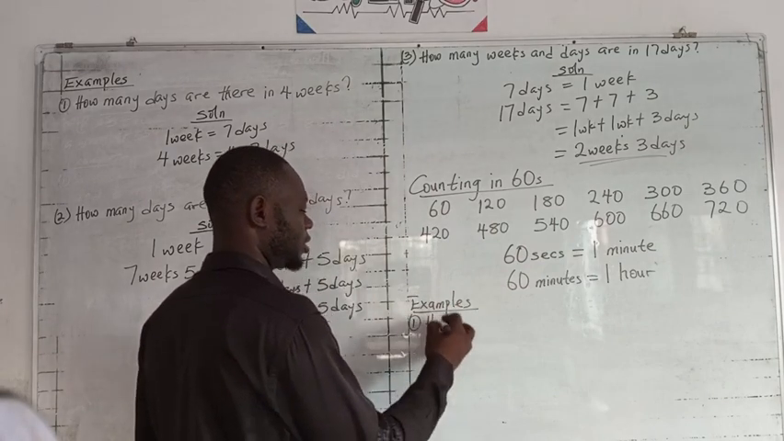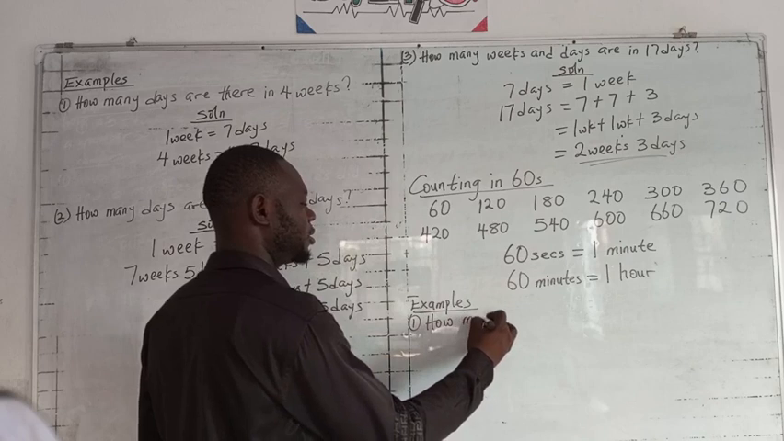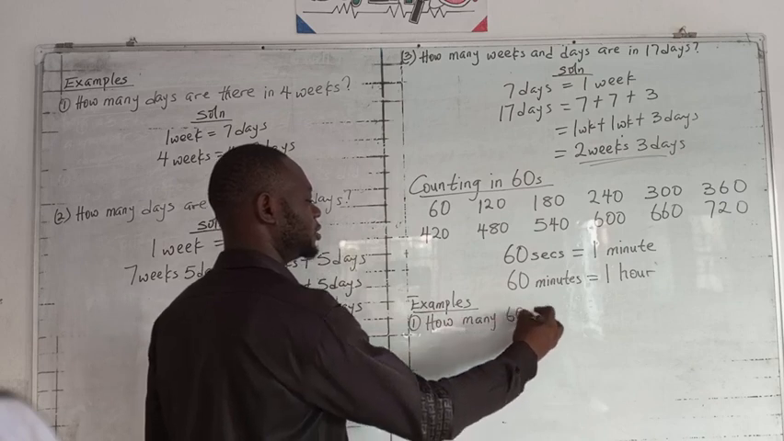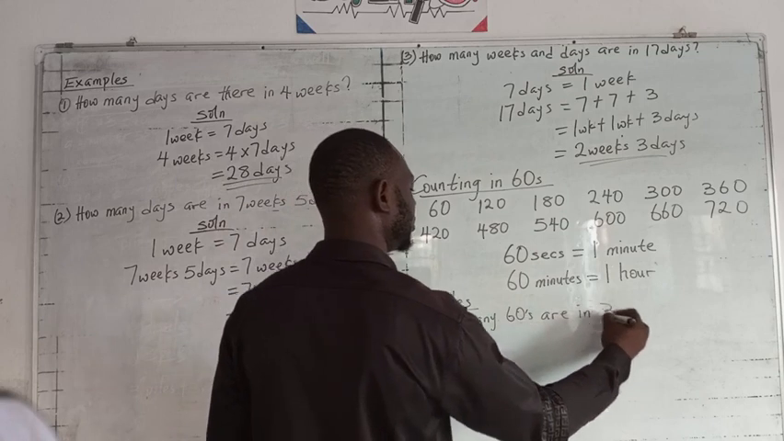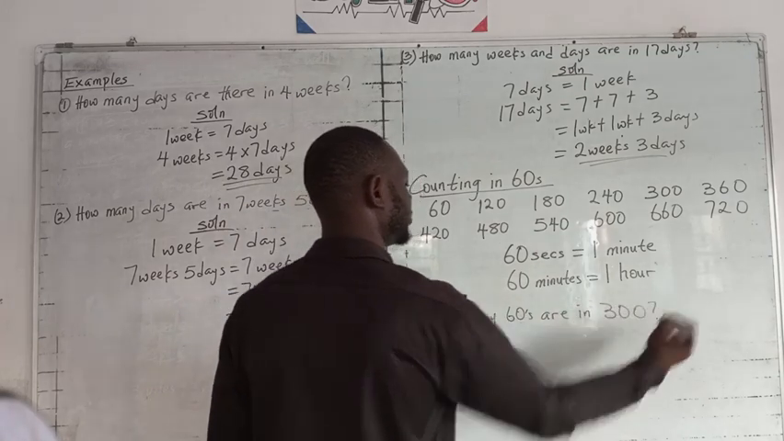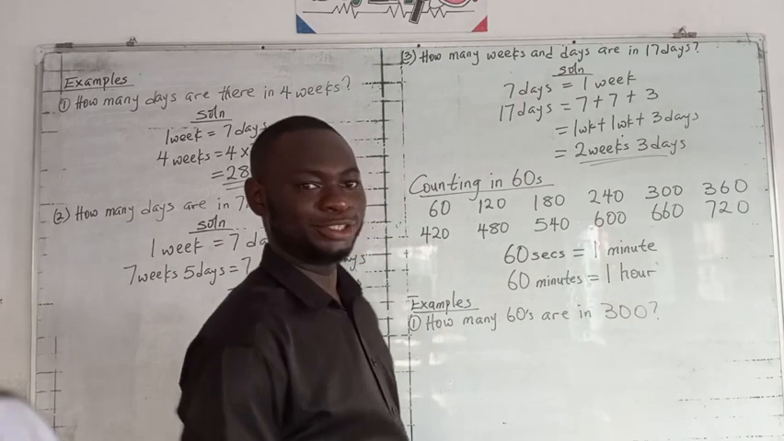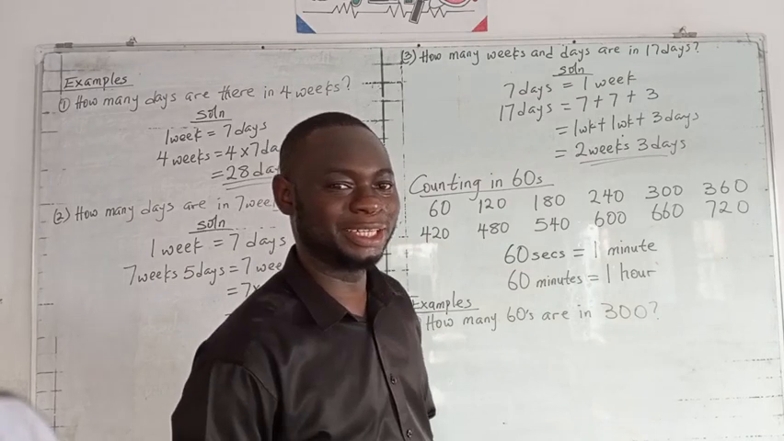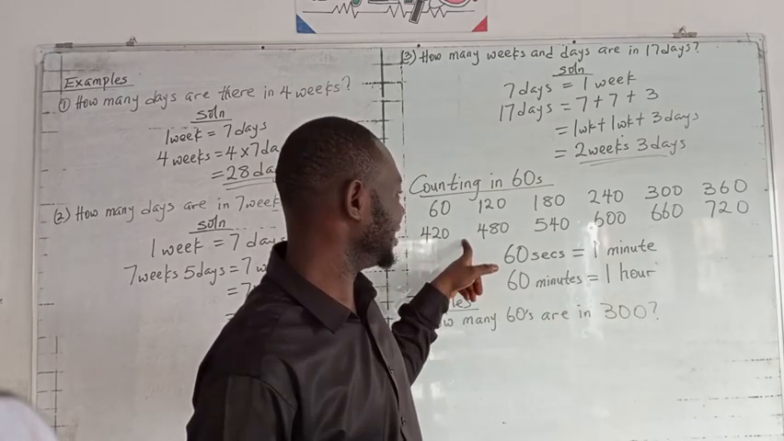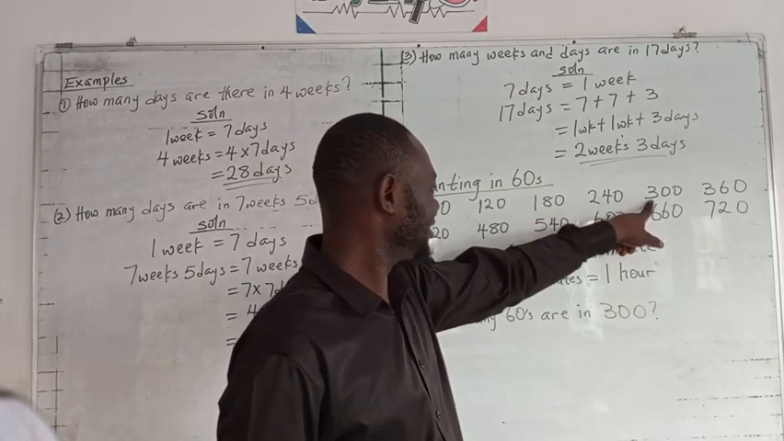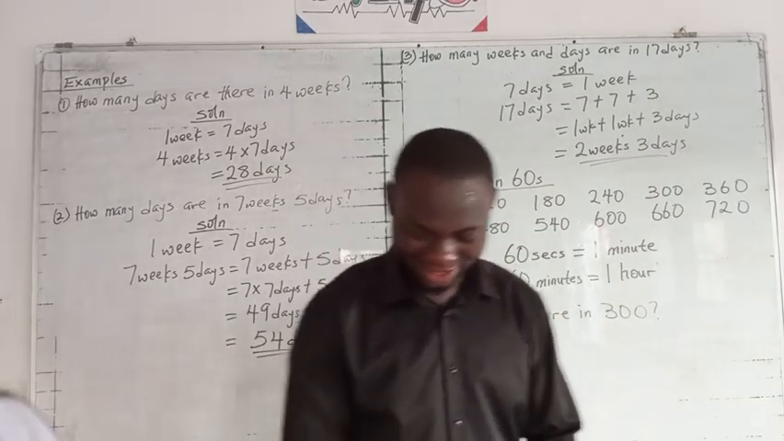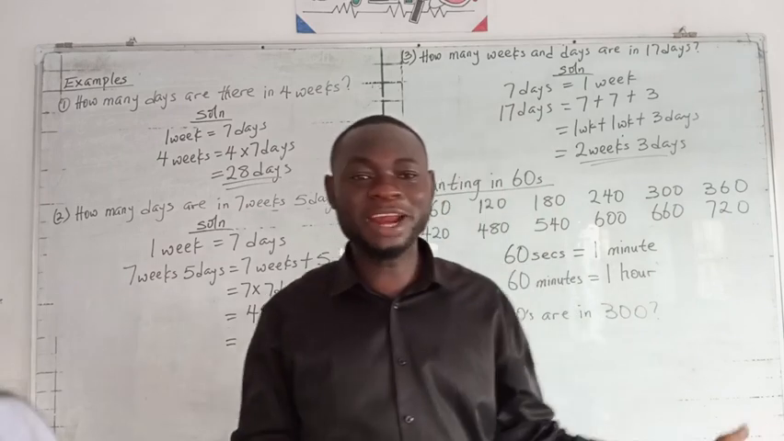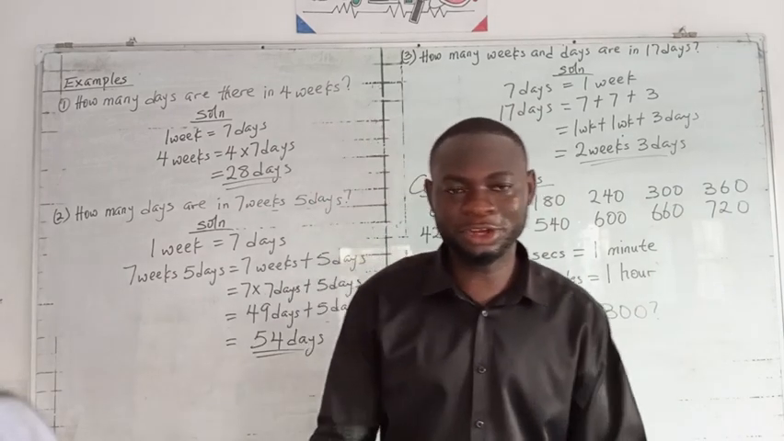It says, how many 60s are in 300? How many 60s are in 300? Even from here, you can get the answer. This is 300, right? 1, 2, 3, 4, 5. So there are 5 60s in 300.